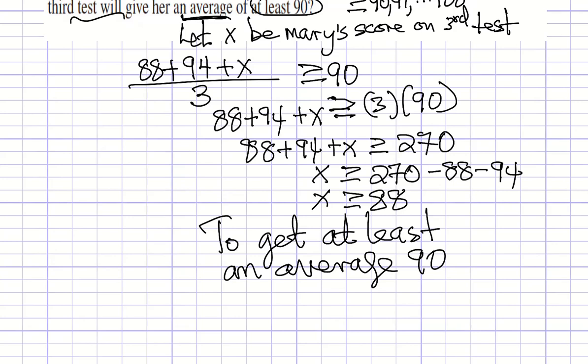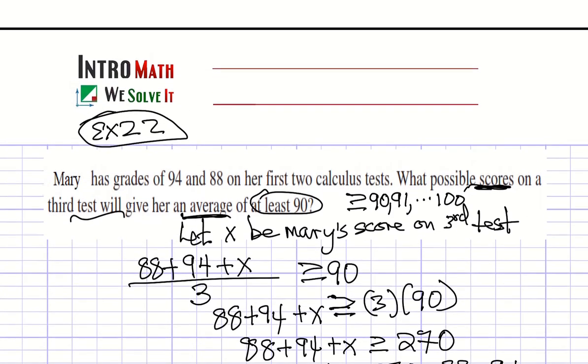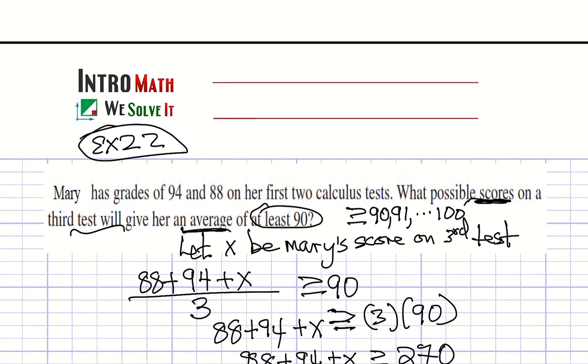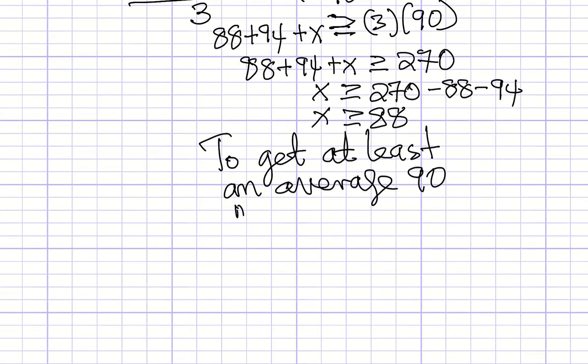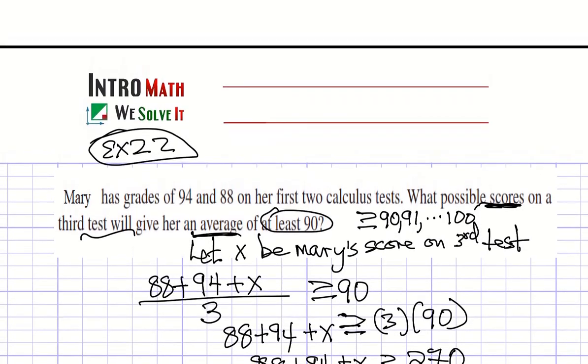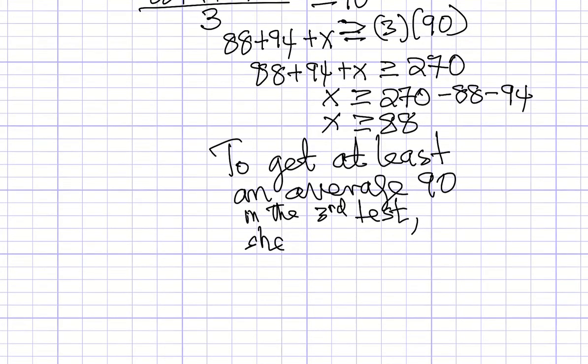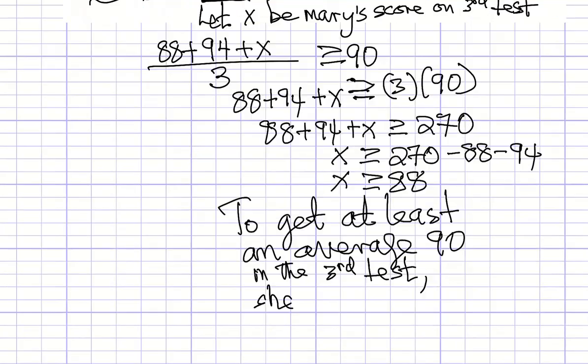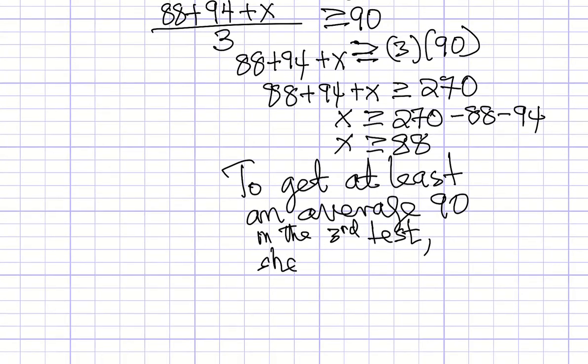Okay, in the test, what they say, an average of 90 in the third test. Okay, she needs, no, hang on a minute. What possible score on the third test will give her, okay, to get at least an average of 90, right?